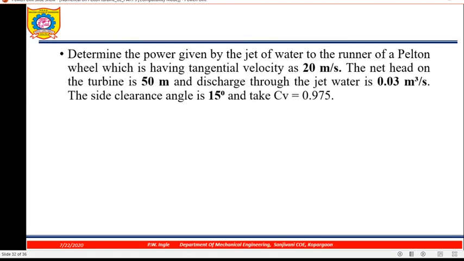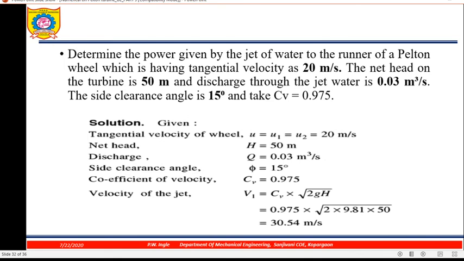Now determine the power given by the jet of water to the runner of a Pelton wheel, which is having tangential velocity as 20 meter per second. The net height on the turbine is 50 meter and discharge of the water is 0.03 meter cube per second. The side clearance angle is 15 degree. Take CV as 0.795. You have to calculate the power given by the jet of water to the runner.